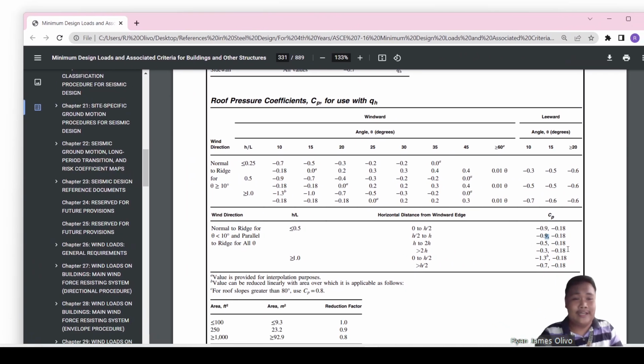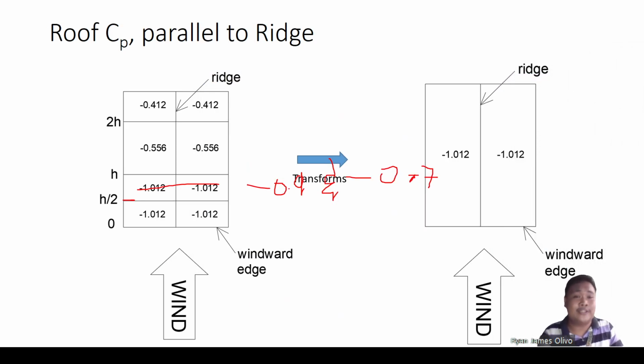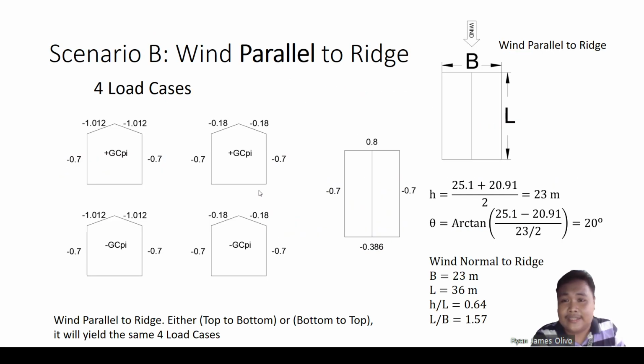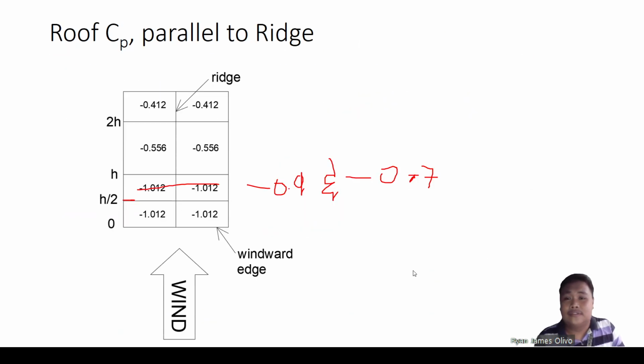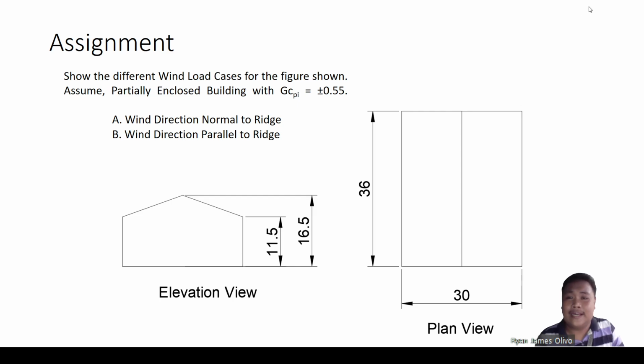Do not bother about negative 0.18 like I said, because it's small. But it is important to consider both negative 1.012 and negative 0.18. So that is very, very important, class. And like I said, so let's go. And I think this is it. This is the last one.